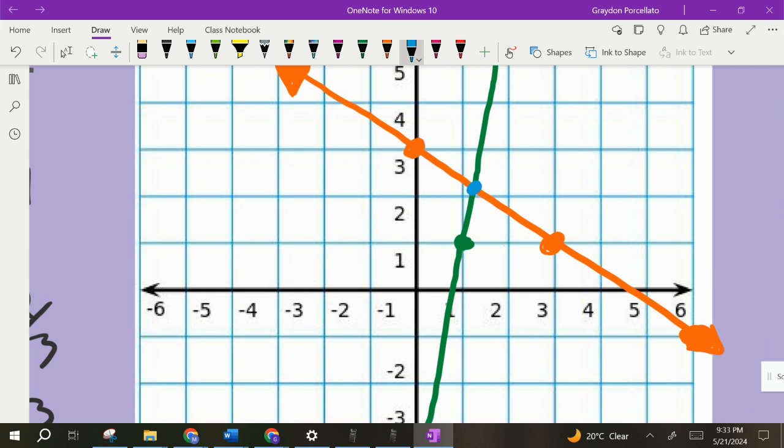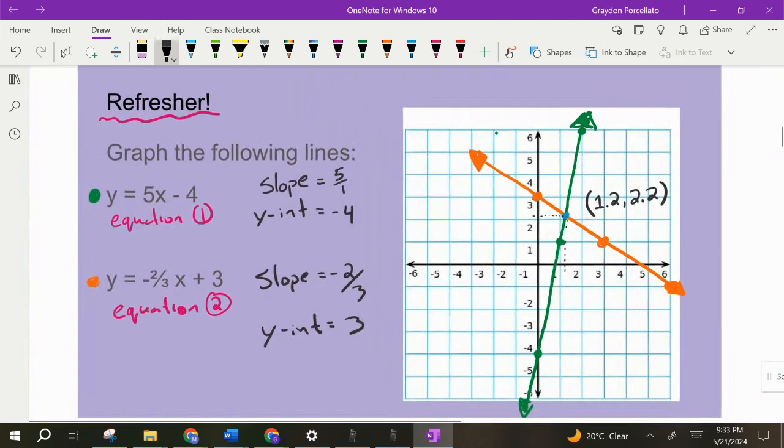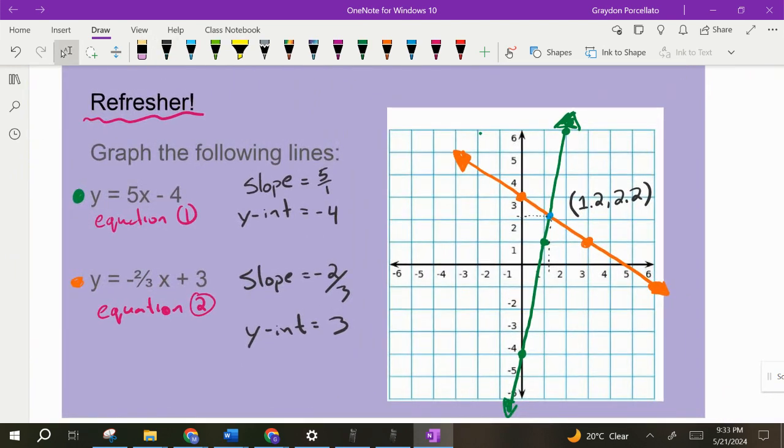If I had to write what this point of intersection is, I would estimate that my x-coordinate is maybe a little bit bigger than 1, so maybe like 1.2, and my y-coordinate is a little bigger than 2, so maybe 2.2. That one's just an estimate. Usually those points of intersection will work out nicely, okay? So there's how we graph those.